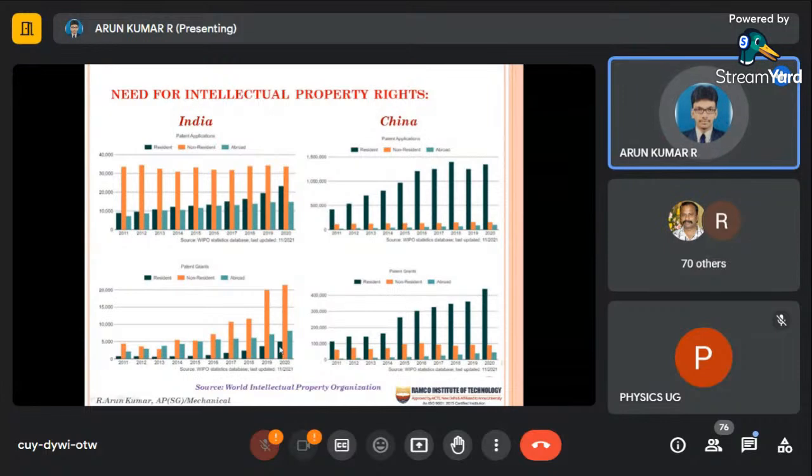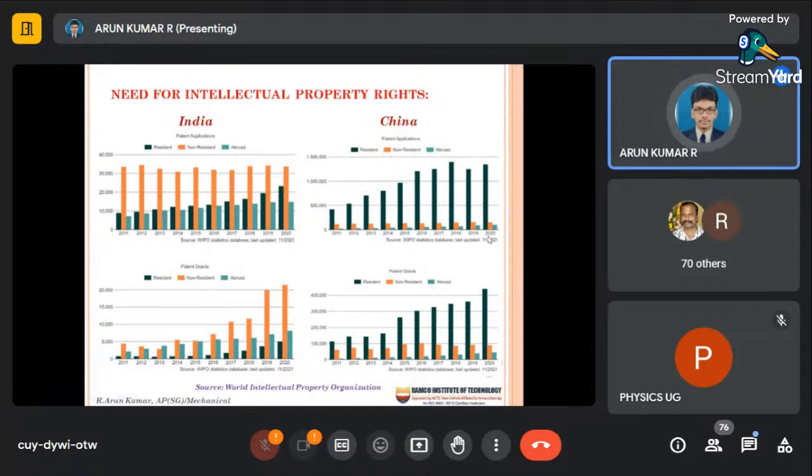Now we'll take the stats of India. We'll consider this dark blue color, that is patents granted to Indians in India. Approximately 5,000 applications are being granted. If these applications were granted in the year 2020, then they should have been filed in the year 2016 or 17. If you consider 2017, the number of applications filed is approximately 15,000. So it is evident that approximately one in every three applications is getting granted in India. That is the quality of our invention.